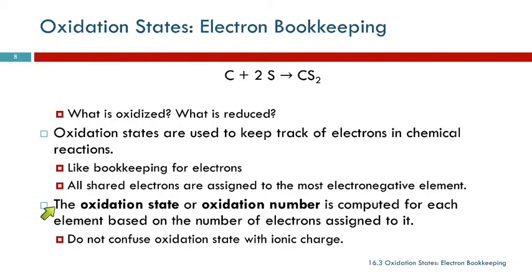So we calculate the oxidation state, sometimes called the oxidation number, based on the number of electrons assigned to it in a compound. It's easy, but don't confuse oxidation state with ionic charge. Many times the numbers are the same, and that's what makes it confusing. But an oxidation state is not the same as an ionic charge. In this compound, carbon disulfide, there are no ions, but we can calculate oxidation states to help us identify what's being oxidized and what's being reduced.